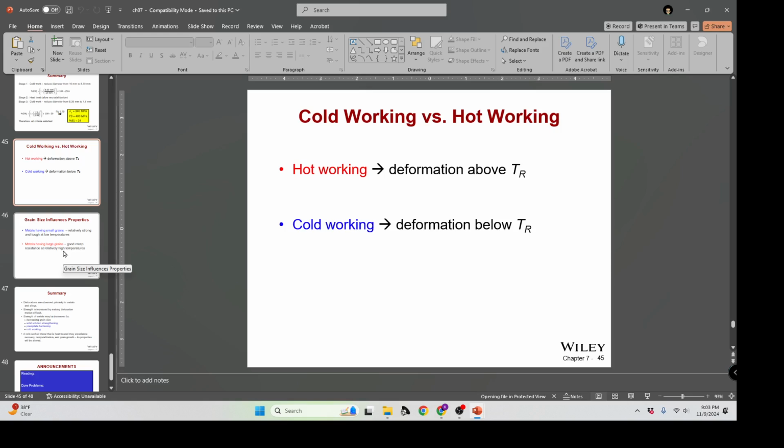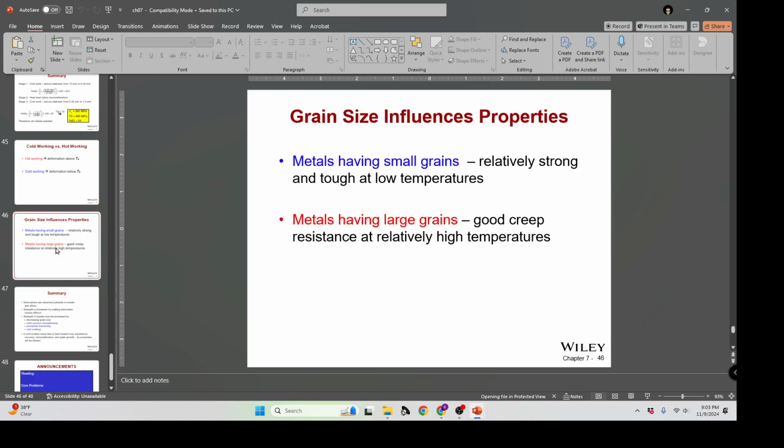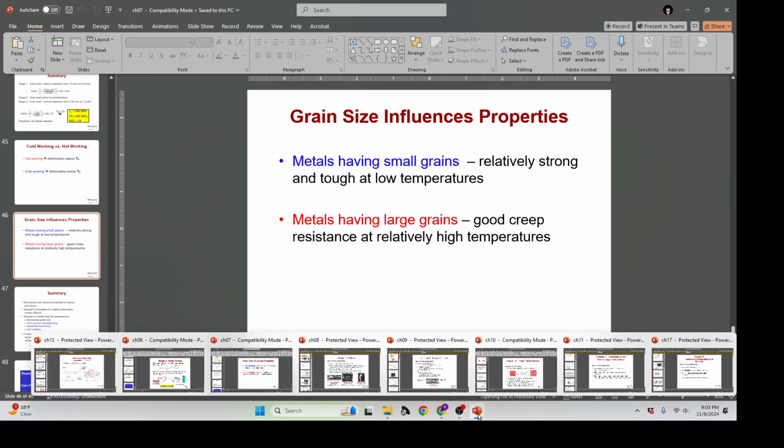So hot working is above the recrystallization temperature, cold working is below. So even if it's a couple hundred degrees, it's still cold working. It's just below the recrystallization temperature for that specific material. So something like aluminum is going to have a much different cold working threshold than steel will. Grain sizes and influencing properties, small grains versus large grains. These are things that you guys need to have a really super clear handle on.